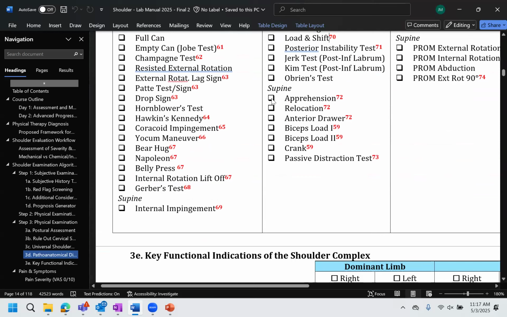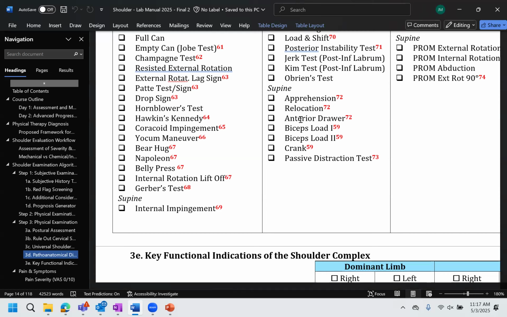But then this sequence goes, in my opinion, quite nicely from an efficiency of movement standpoint. So we go apprehension, relocation, and then anterior shift. So apprehension's pretty straightforward. Again, being kind to some extent and respectful. So I'm going to have my hand there, but I'm not really pressing. It's just more of a placeholder.